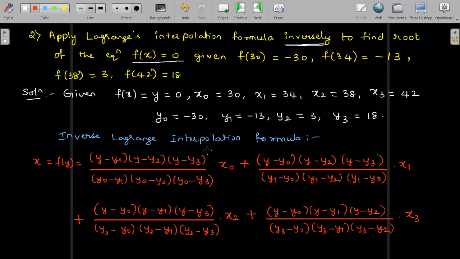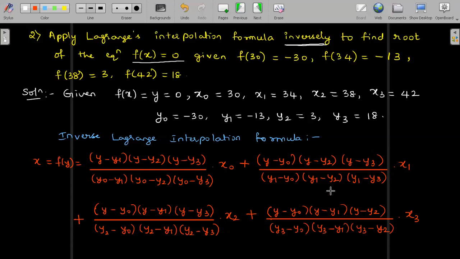Now let us write down the inverse Lagrange interpolation formula. It is given by x is equal to f of y, which is equal to y minus y1, y minus y2, y minus y3, the whole divided by y0 minus y1, y0 minus y2, y0 minus y3. Each of the denominators is subtracted from y0, skipping y0 in the numerator. Hence, the multiplier is x0. Similarly, for the next term, y1 is skipped in the numerator. Hence, each of the denominators is subtracted from y1, and the multiplier is x1. Similarly, the next two terms are written.